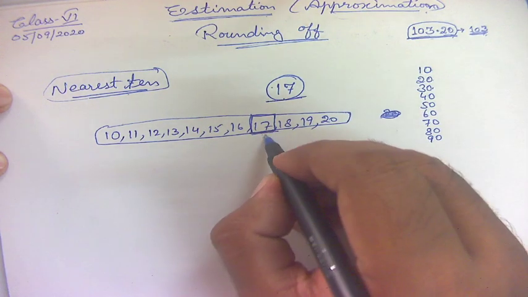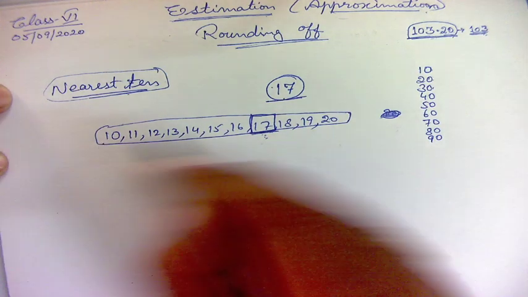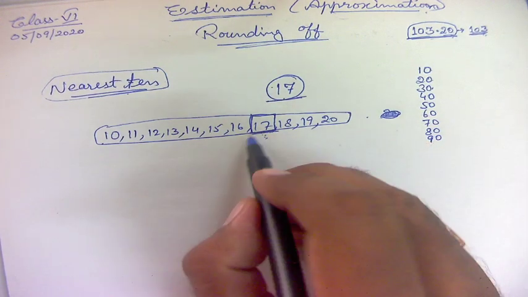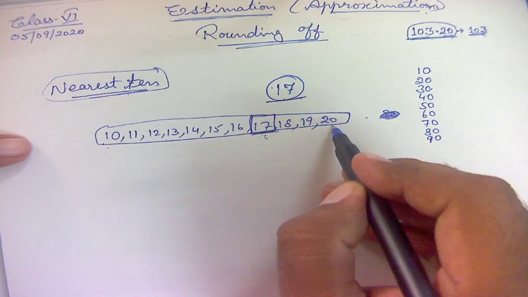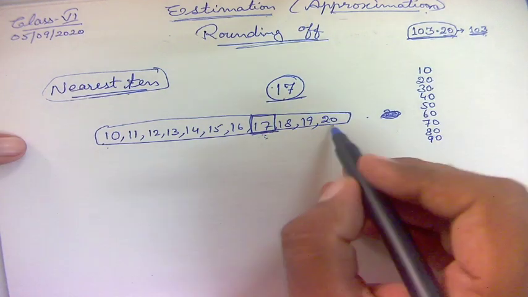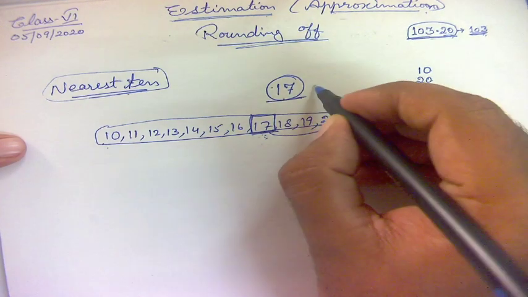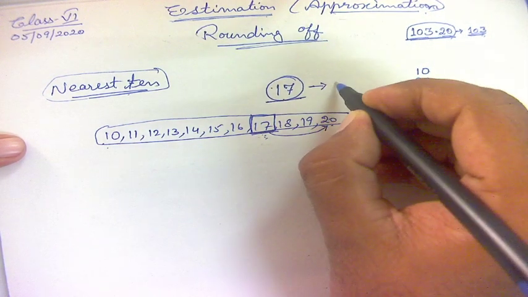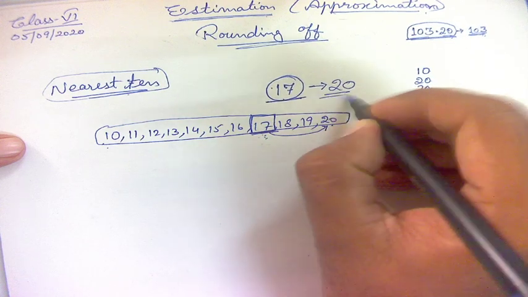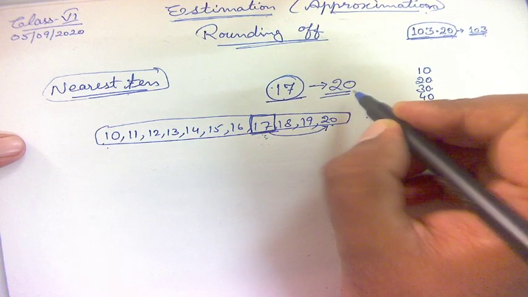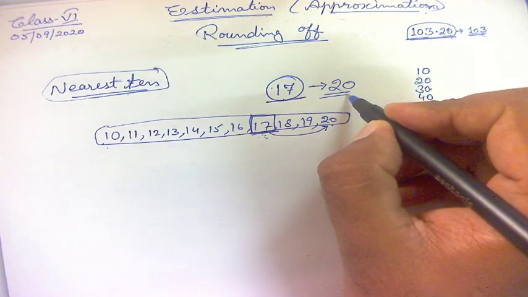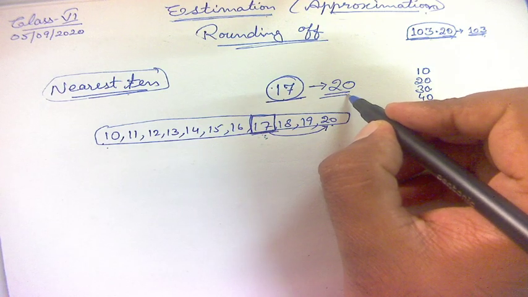Now this 17, is it near to 10 or near to 20? अब ये किसके नजदीक में है? 10 के नजदीक में है या 20 के नजदीक में? You can clearly see that it is near to 20. So rounding off 17, it becomes 20. It is closer to 20. तो जिसके नजदीक में होता है हम उसकी तरफ उसको राउंड कर देते हैं.